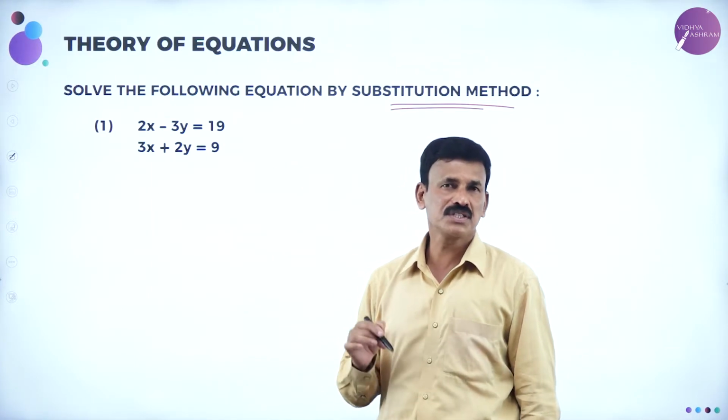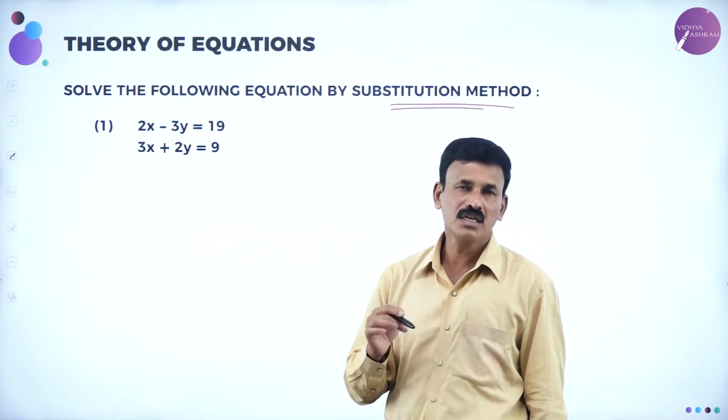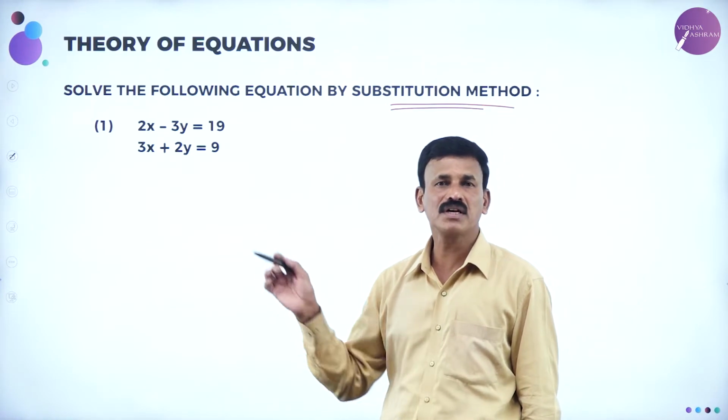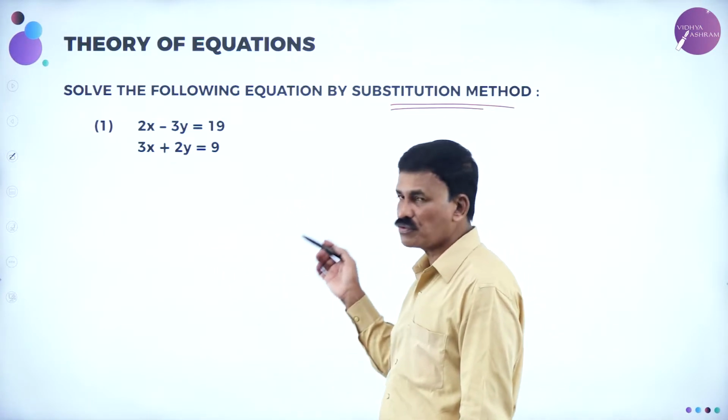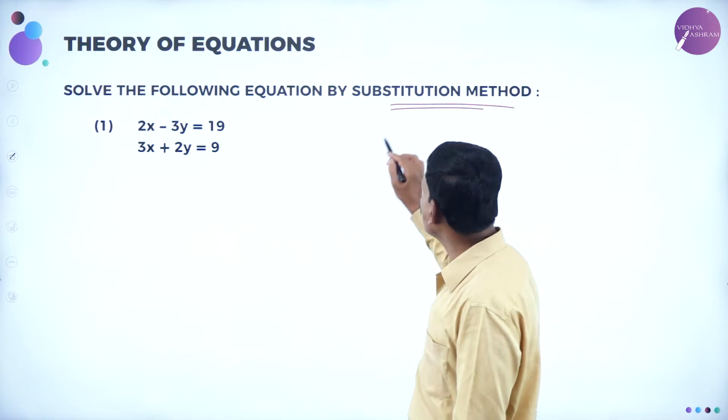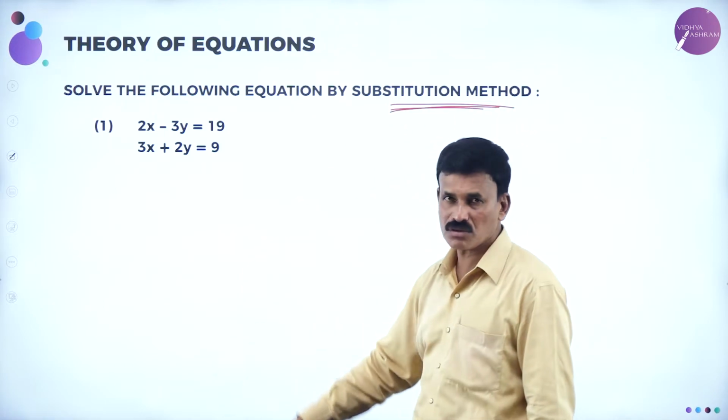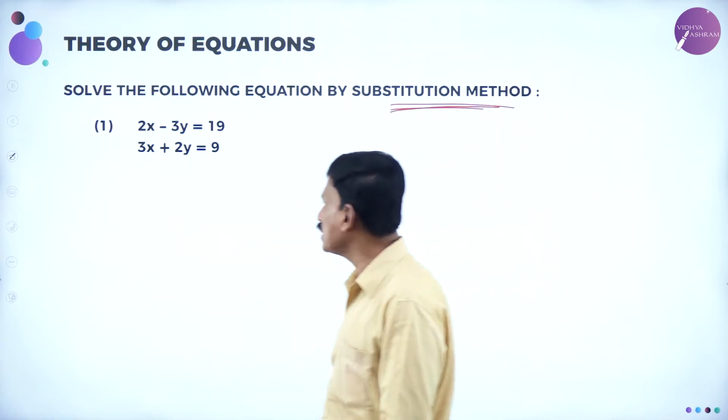Take any one of the equations, find out the value of x or y, and substitute that value of x or y in the second equation. So, you can convert x to y or y to x. By substituting, we are going to get the answer. That is called the substitution method. Let me explain in detail.